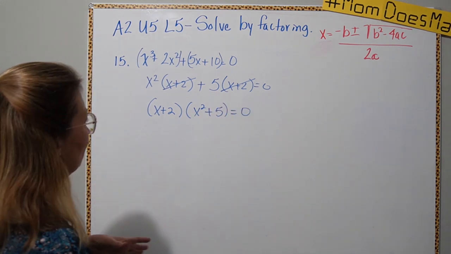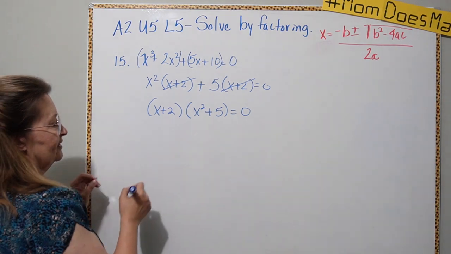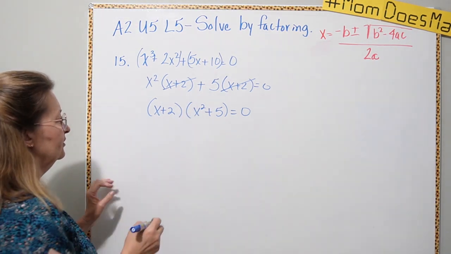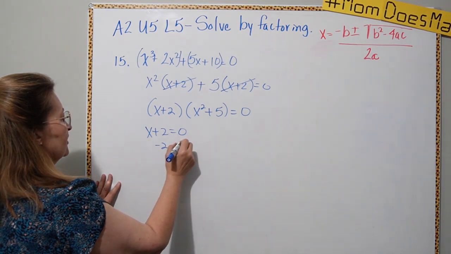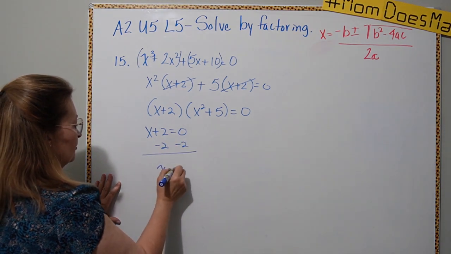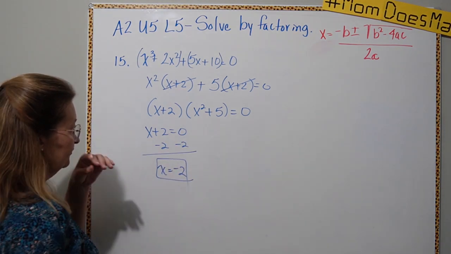So now I'm ready to solve both of them. That won't factor because it's not a difference of squares. All right, x plus 2 equals 0. I'm going to subtract 2 from each side, and I get x equals negative 2. That's the first answer.